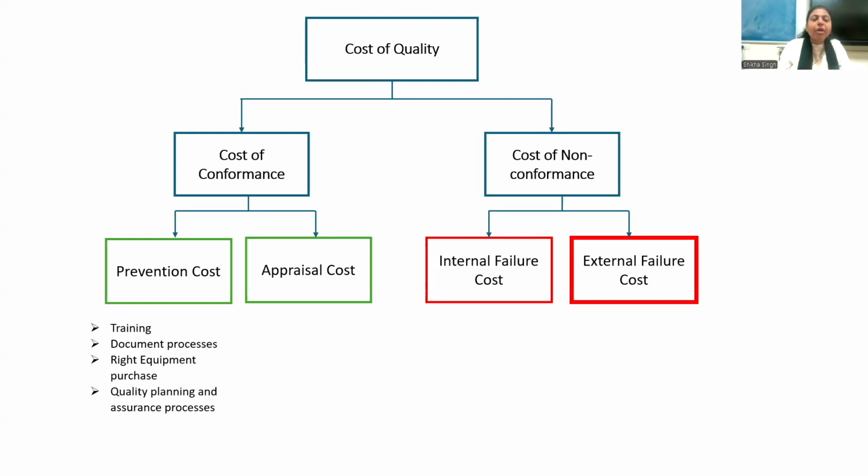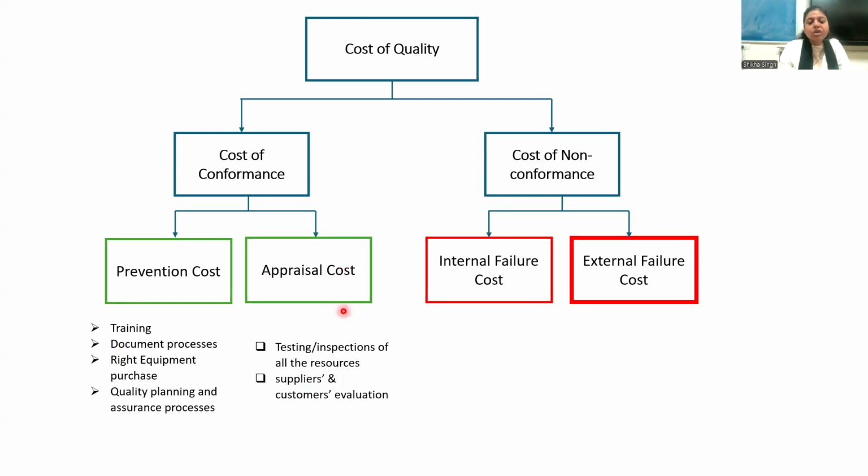So, an example of prevention cost: training. You invest to train your people, your teams, whether it's the manufacturing unit or quality check people, the direct stakeholders of the production unit. We always try to train them properly so that they know the document process and which right equipment should be purchased. Then we invest in quality planning and proper quality assurance processes. All these things require some particular investment of money, right?